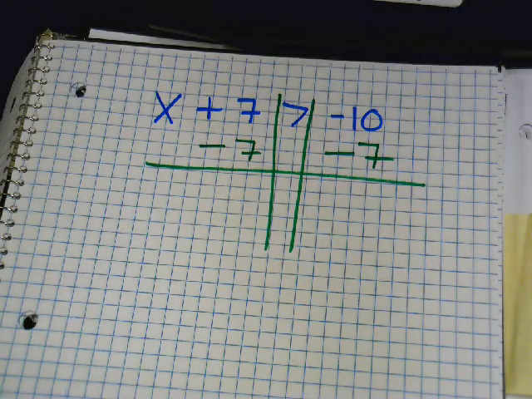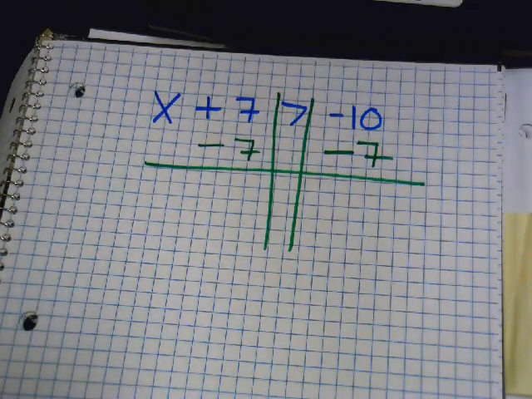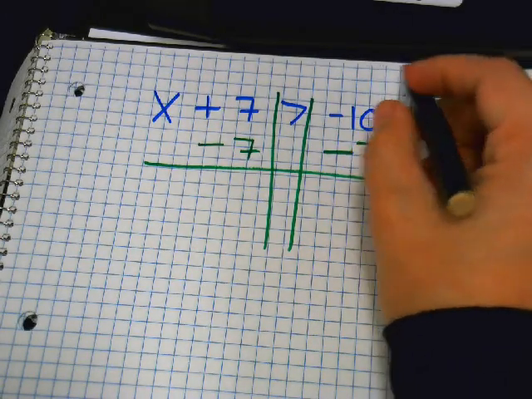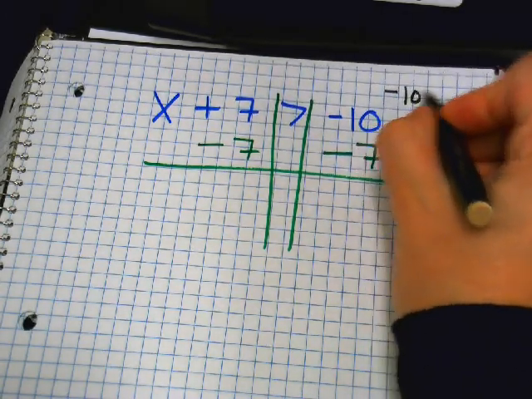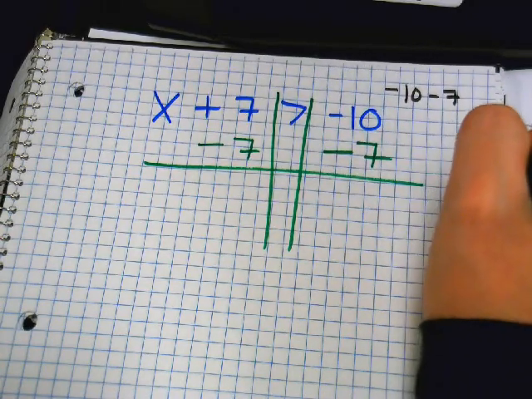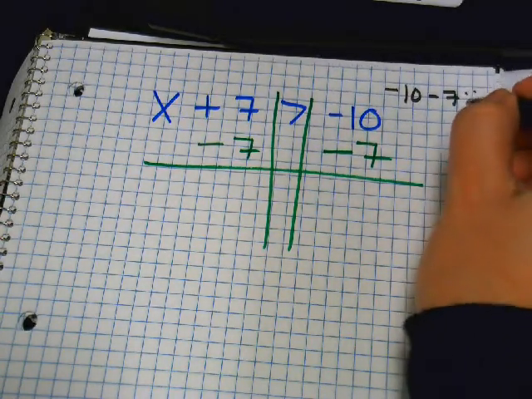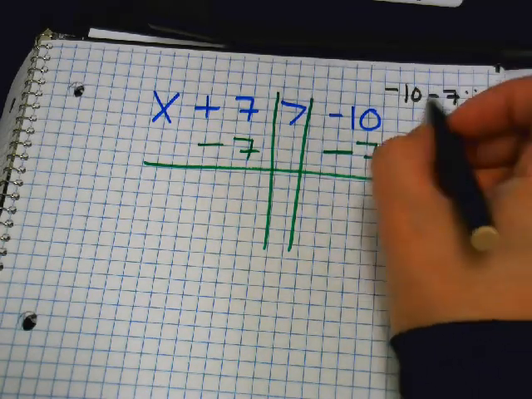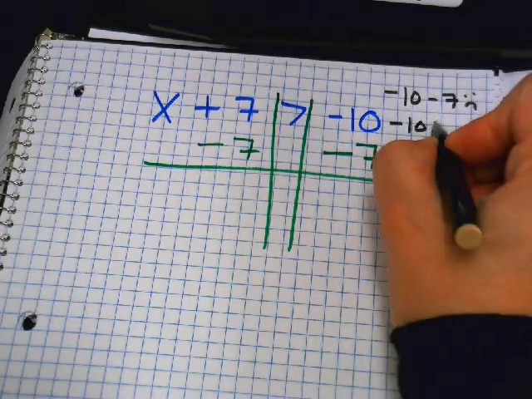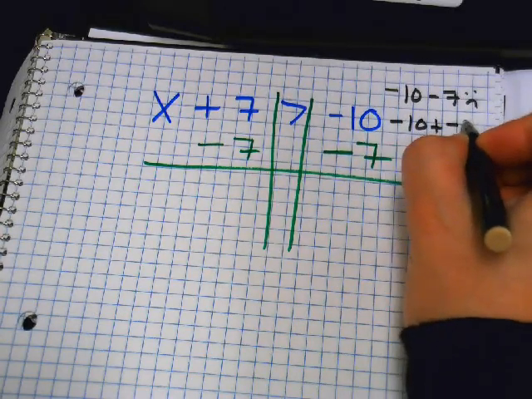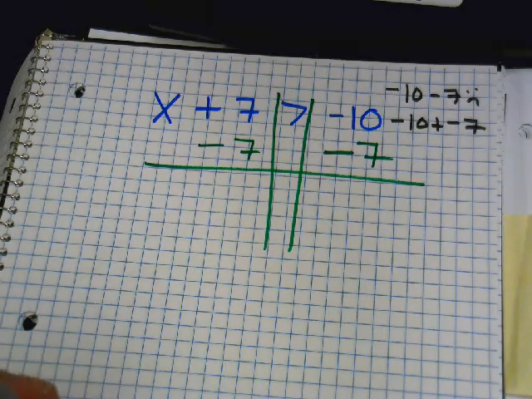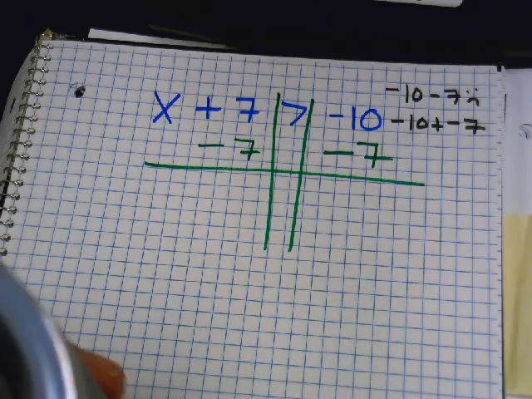And then on this side, sometimes it's hard for students to see it vertically. So if you don't see it vertically, you can always write it horizontally: negative 10 minus 7. How do I rewrite negative 10 minus 7? Negative 10 plus negative 7. And this is when I say showing work is your friend.